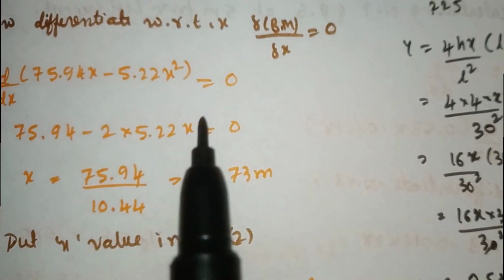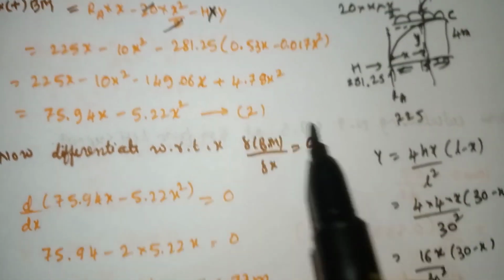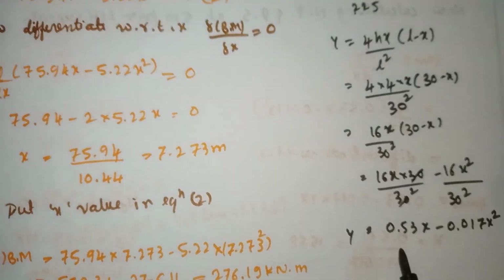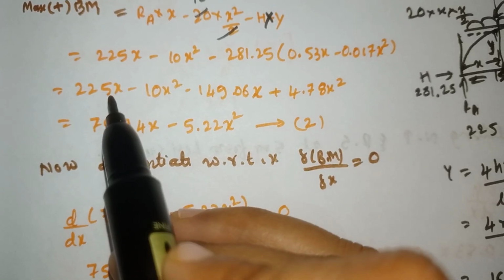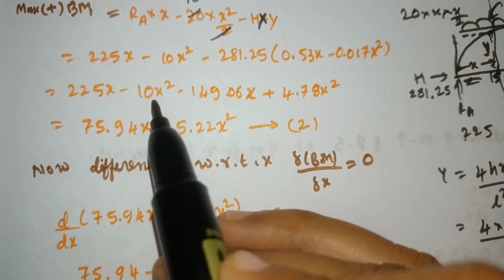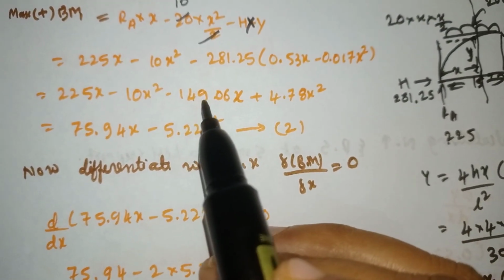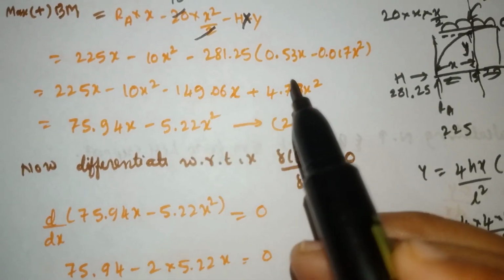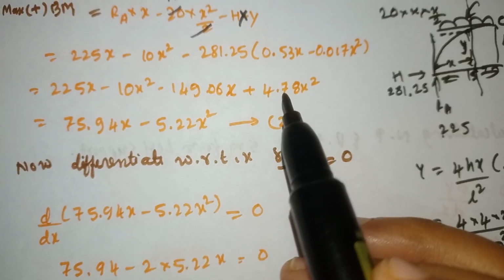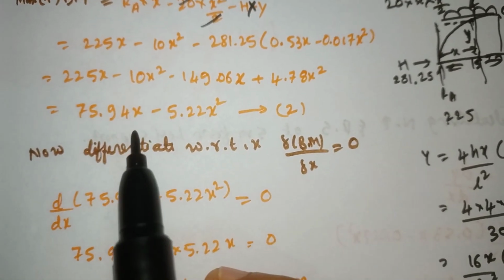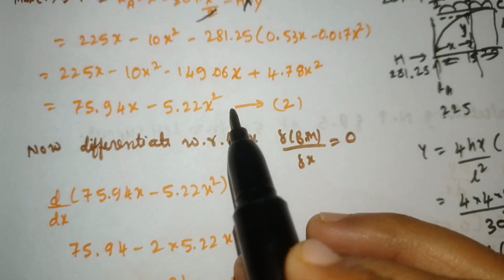Substitute this value here. I have substituted the y value which we have calculated just now. So 225x minus 10x square minus, after multiplying inside, 149.06x plus, minus into minus is plus, 4.78x square. I have simplified this, and I will call this equation number 2.